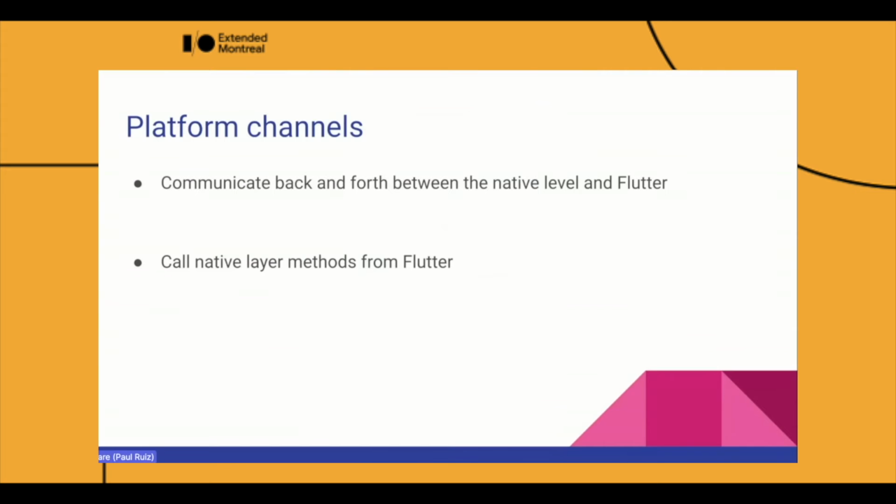Platform channels are a way that you can call native methods in iOS or Android code directly from Flutter, as well as a way to pass data back and forth between both layers. While add to app is focused more on calling Flutter code from the native level, platform channels are bidirectional, but to keep things simple, we're just going to focus on them from the Flutter layer over to the native perspective.